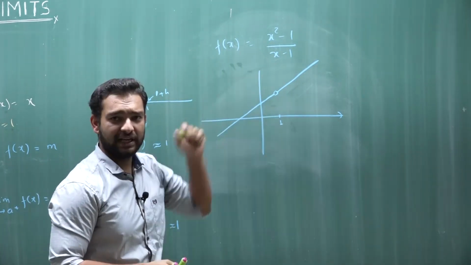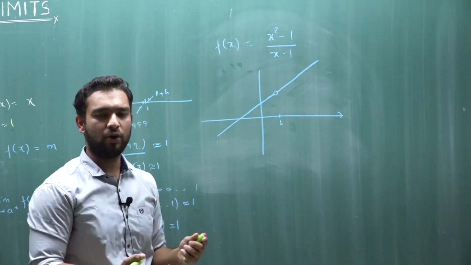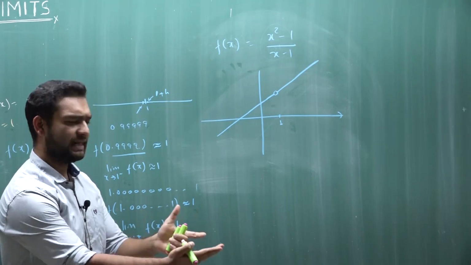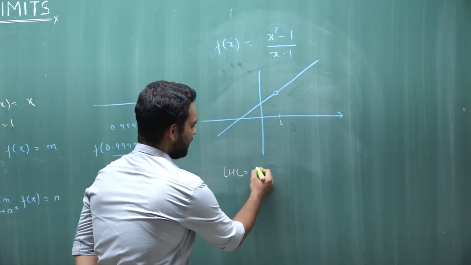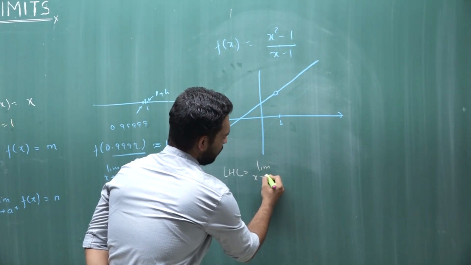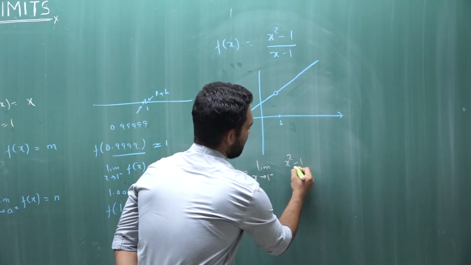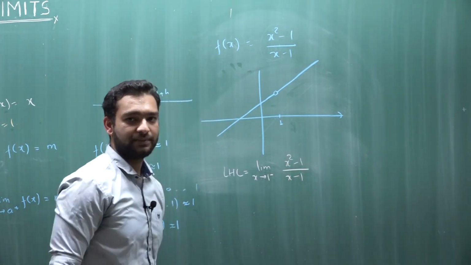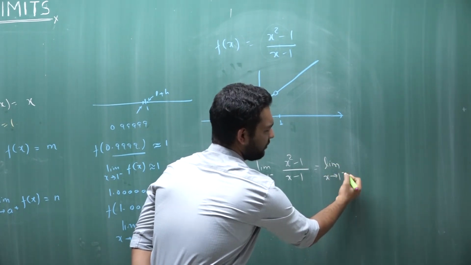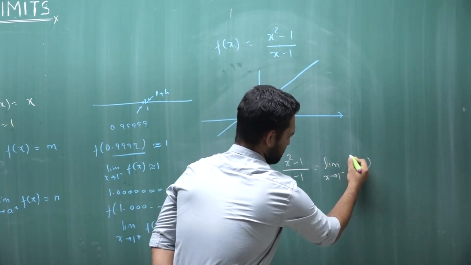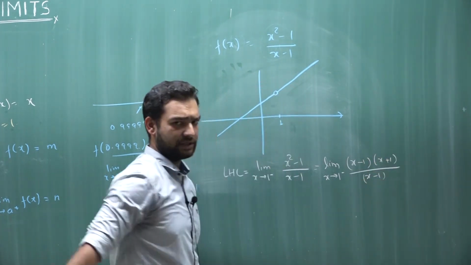Now what we'll try to do is find out the limit of this function at x is equal to 1. And how do we do it? We first find the left hand limit and then the right hand limit. So let's find out the left hand limit for this function. Limit x tending to 1 from the left hand side, f of x. f of x is what? x square minus 1 upon x minus 1. Or I can also write it as limit x tending to 1 from the left hand side, x minus 1 into x plus 1 upon x minus 1.